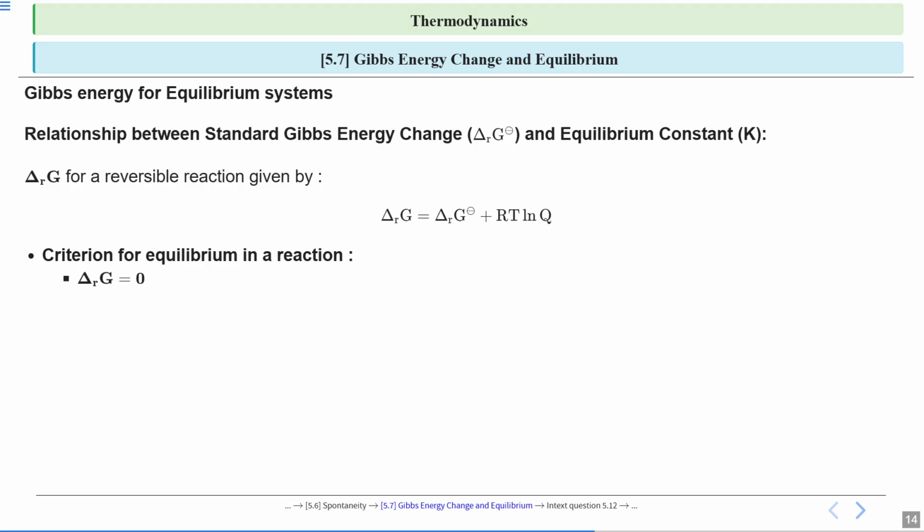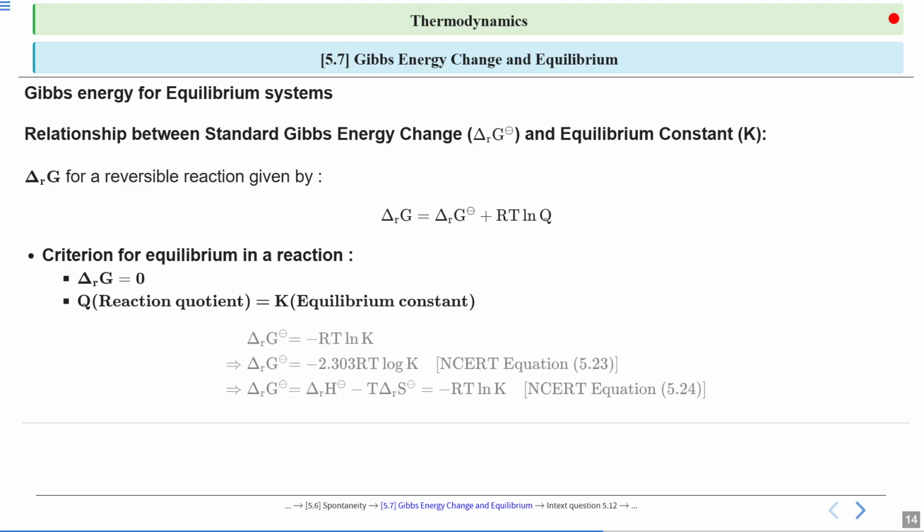Then the next thing is that Q is equal to K. Q is basically a value which we get at a non-equilibrium state, and K is a value which we get at the equilibrium state. We will talk about how we get it. So if K is a value at equilibrium state, we can simply substitute this and get our standard Gibbs free energy change in terms of the equilibrium constant, which is minus 2.303 RT log K. So we have just replaced ln K with 2.303 log K, right? Now this standard Gibbs free energy change is also equal to delta H naught minus T delta S naught. So we have done the same.